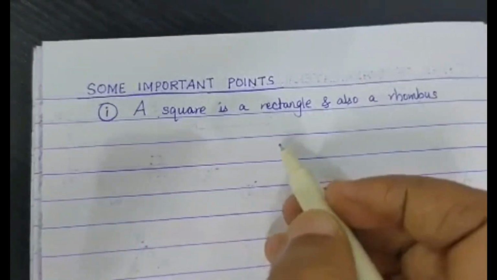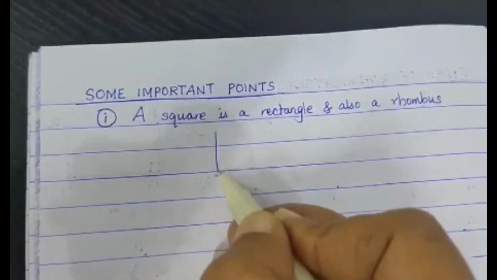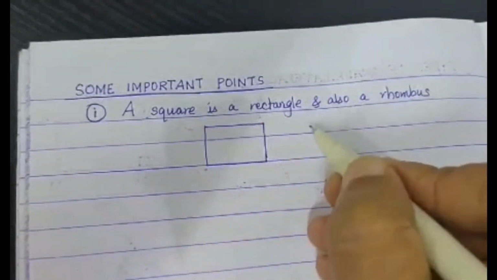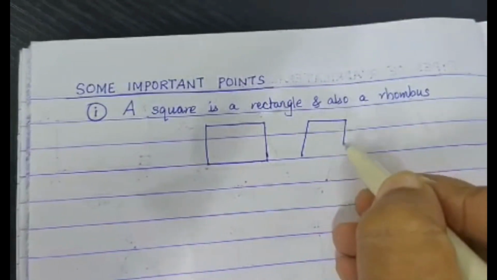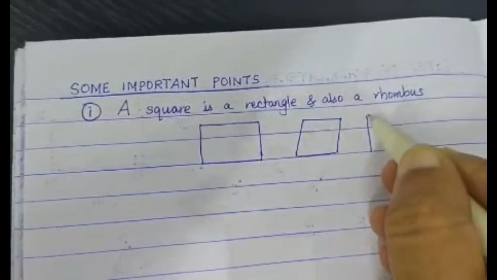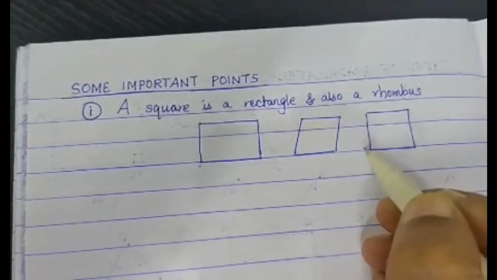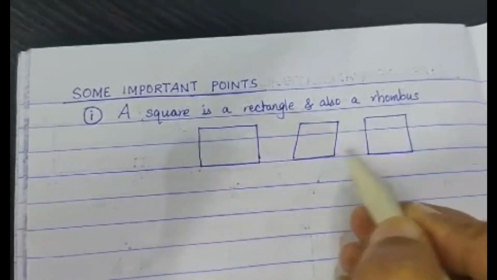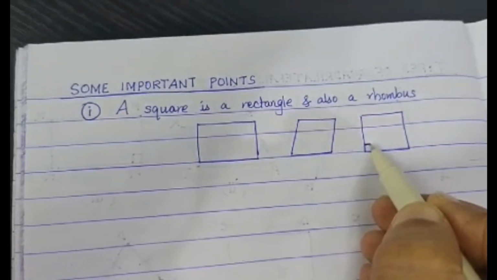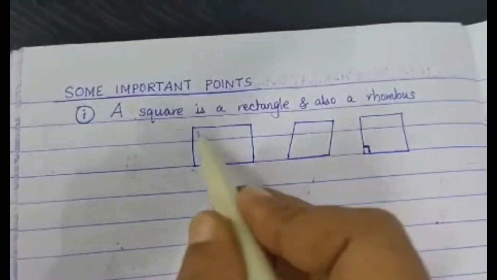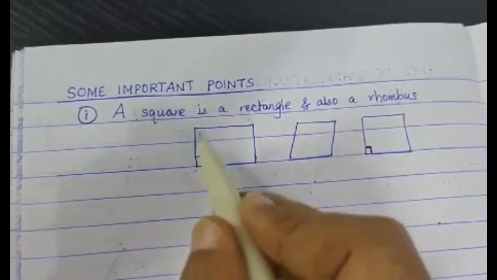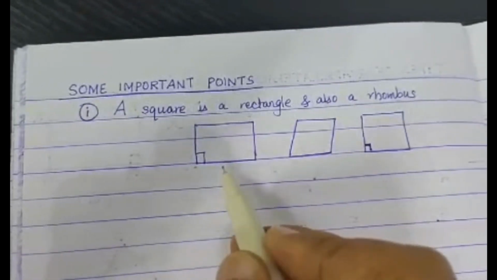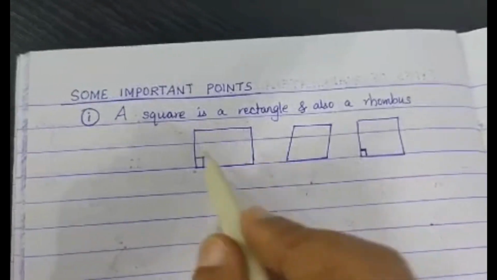But how? The rectangle is like this. The rhombus is like this, and a square is like this. So a square has all the sides equal, all right. A rhombus has all sides equal, but the square has one different thing, that angles are 90 degrees. In a rectangle, here also one angle is 90 degrees, but all sides are not equal. A rectangle has opposite sides parallel and opposite sides equal, but not all sides are equal.